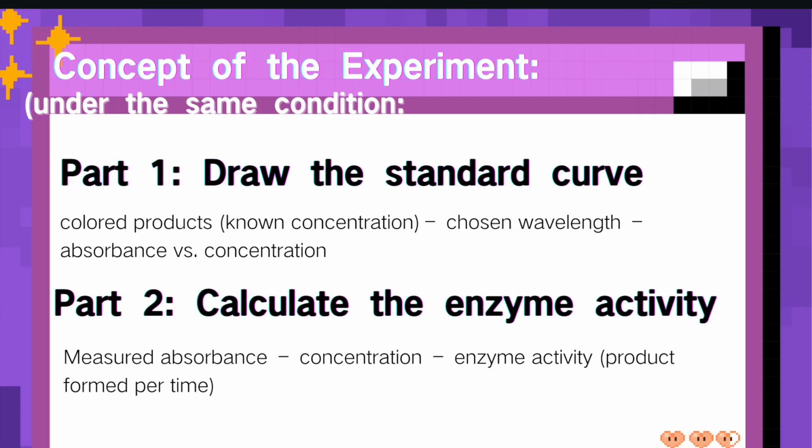This curve will fit a linear equation, and then it comes to the second part, which is calculating the enzyme activity. For an enzyme reaction sample, you measure the absorbance. Use the fitted equation to solve for the product concentration. Knowing the product amount formed and the reaction time lets you calculate the enzyme activity. Here, the enzyme activity means the product formed per unit time.